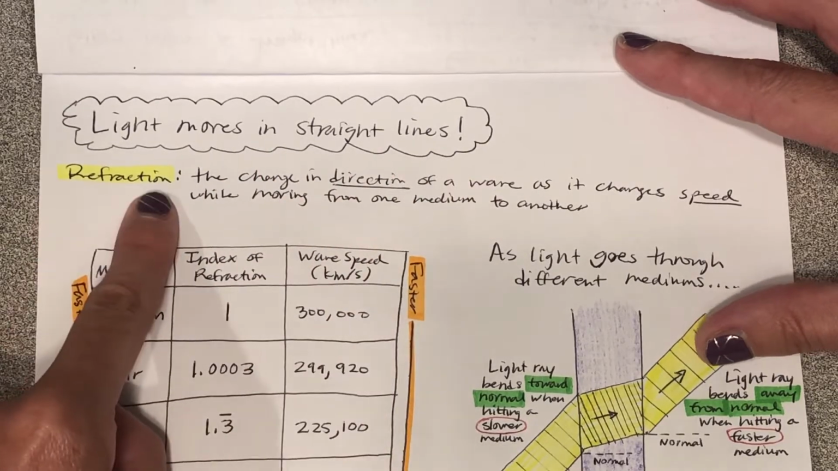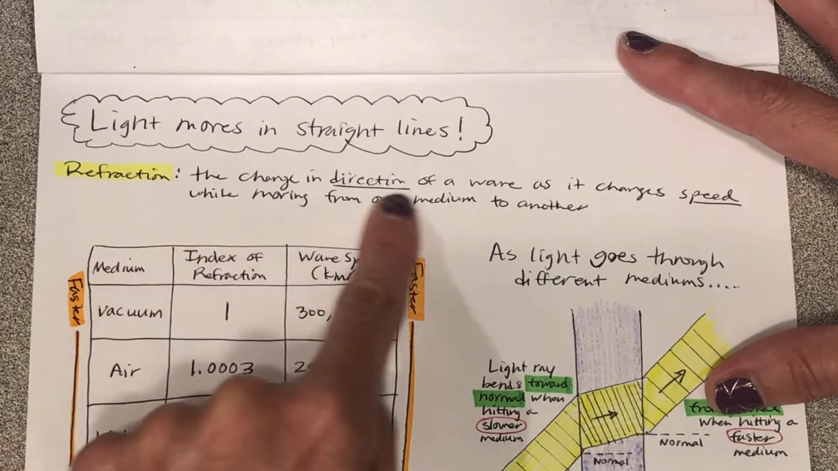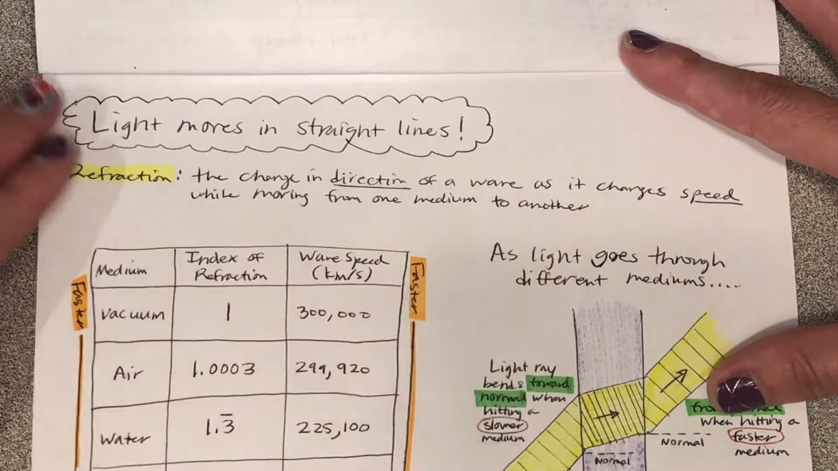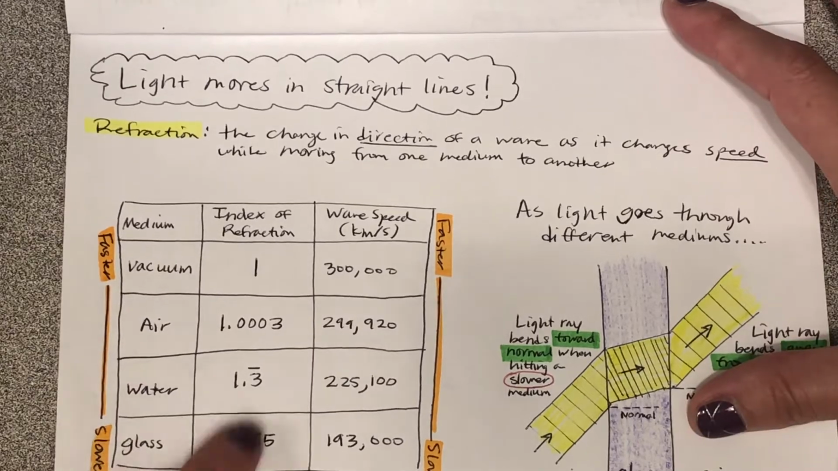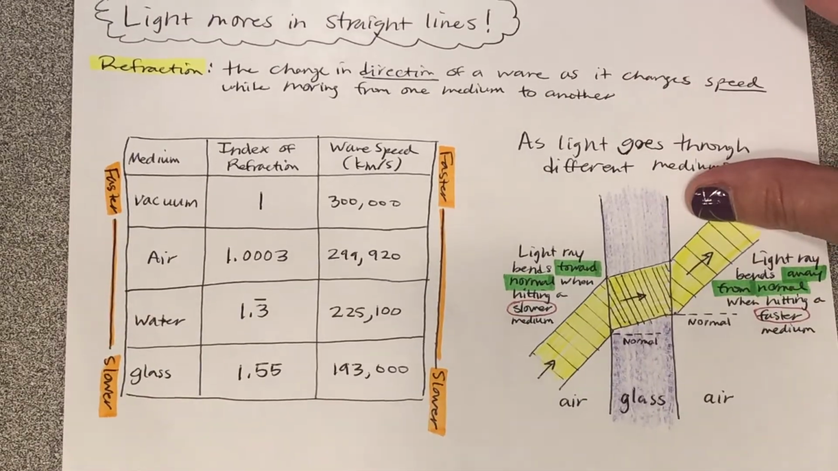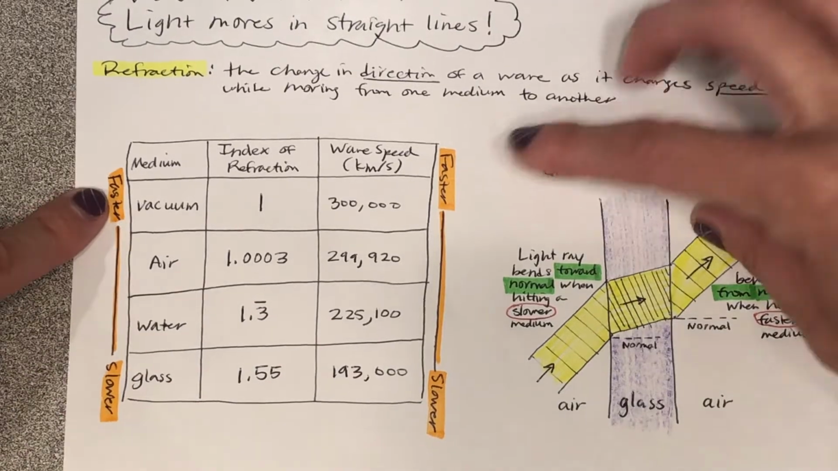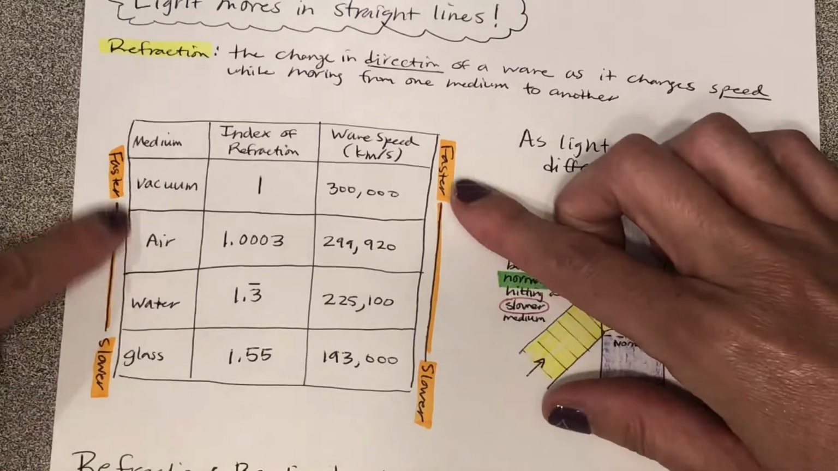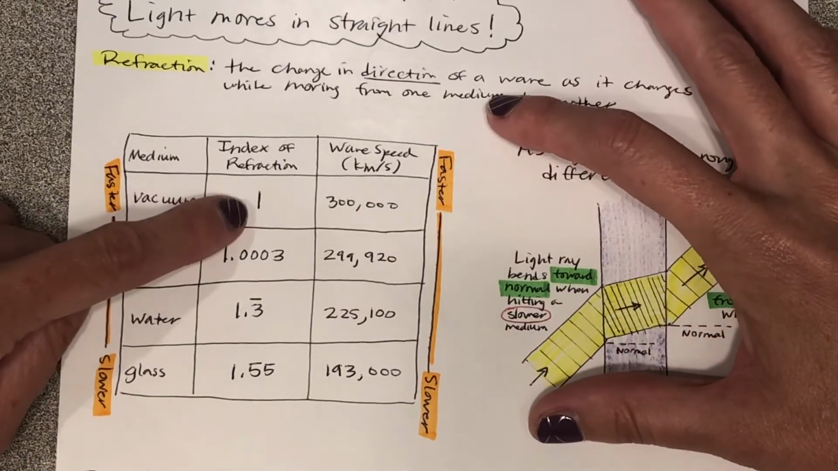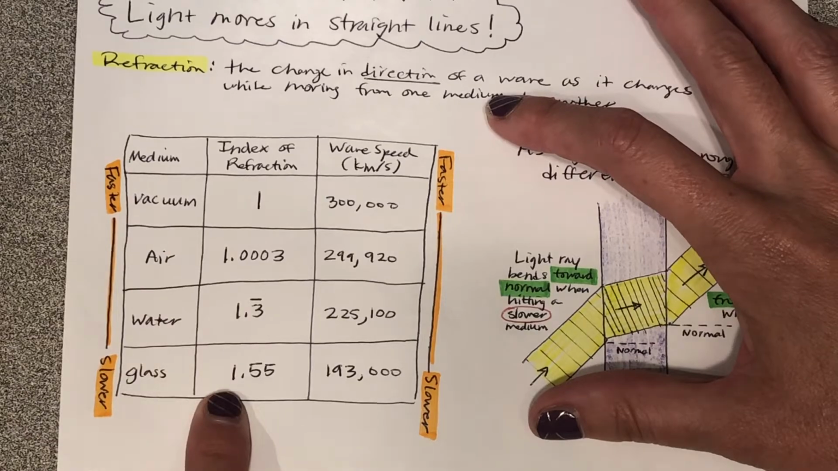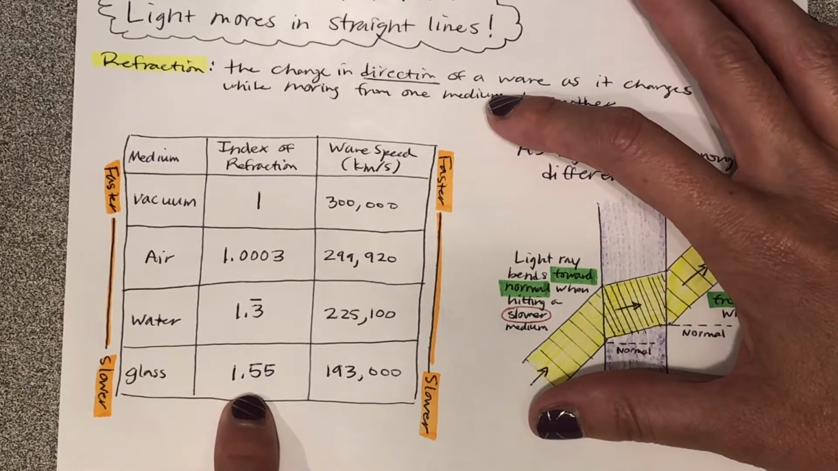And I put the definition of refraction right here. It's the change in direction of a wave as it changes speed while moving from one medium to another. I just copied straight from the book our index of refraction. It's straight off of page 112. And I actually added in the faster and the slower speeds on the side here. So I know that a lower index of refraction is actually faster than a higher index of refraction.